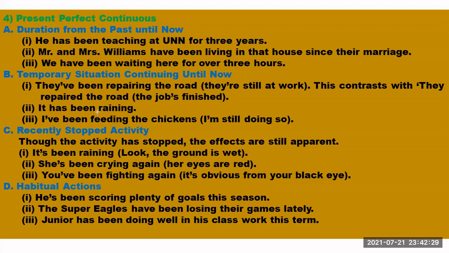Now, if we say it has been raining, you know, it probably means that the rain is still continuing, but it started sometime in the past and is still continuing until now. I've been feeding the chickens means that I'm still doing so.